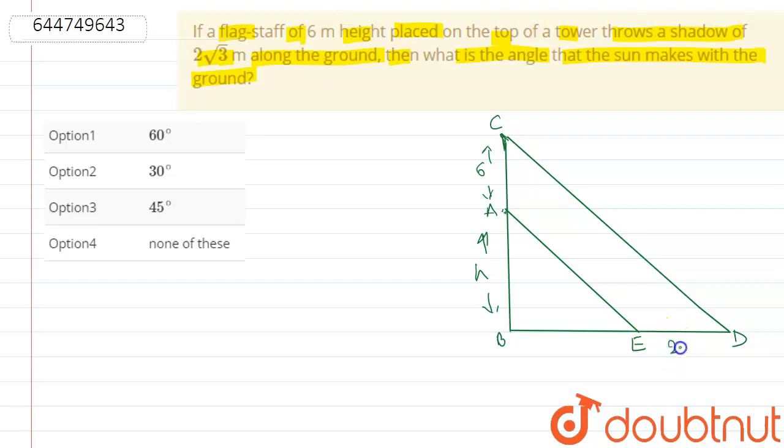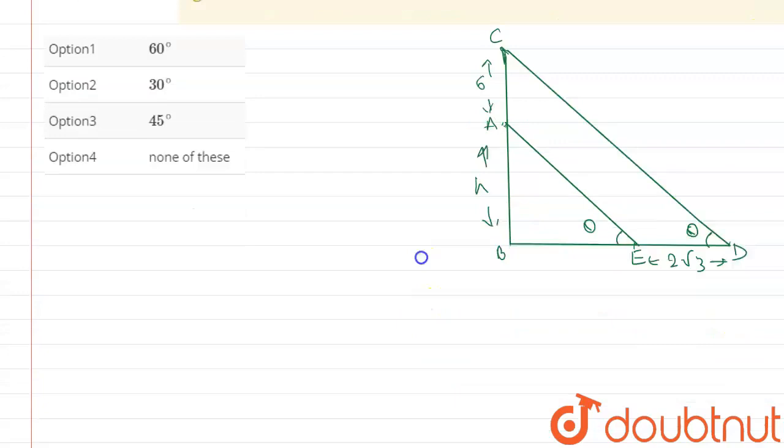So here suppose this is 2√3 length, this is ED, because this is the shadow along the ground of this flagstaff. Now here the angle subtended is theta, and this is also equal to theta, because these two sun rays run parallel. So here we get this theta and this theta. Now we have to find the angle that the sun makes with the ground, that is this angle of elevation. So now let us start the solution.